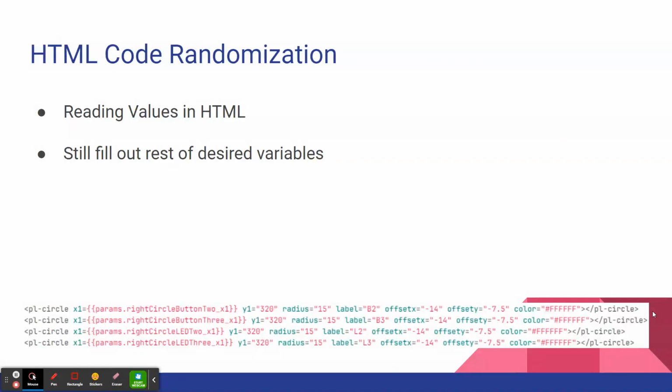In the HTML code randomization, you just need to read these values in HTML. And as you can see in the x1 element, the params with the double bracket is how you actually set that value wherever you want. And you'll still need to fill out the element with the rest of the code you want hard-coded, but whatever you want randomized, you just pass through with the params, and you could do that for multiple different attributes of one of the drawing elements.